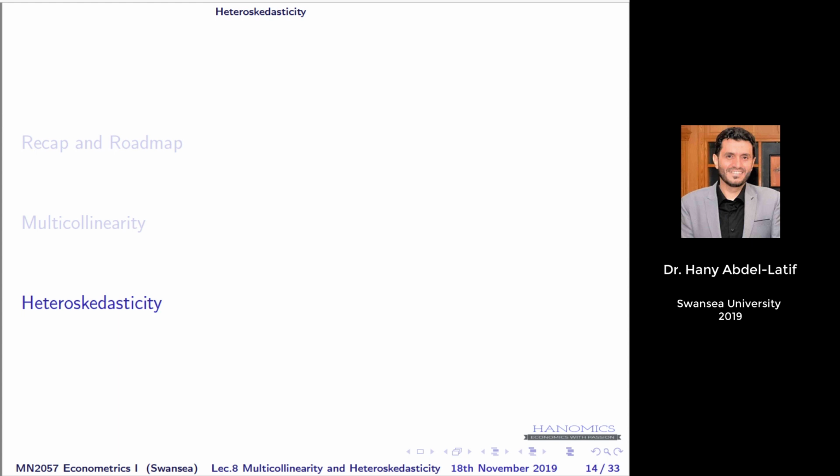But in the example, we showed that we estimated the model and had a fairly high R square, given that this is cross-section data. At the same time, we found that the majority of the estimated coefficients were not statistically significant, which was against common sense, intuition, and also theory. So we thought, okay, this doesn't make sense. There must be something wrong in our estimation, and that was multicollinearity.